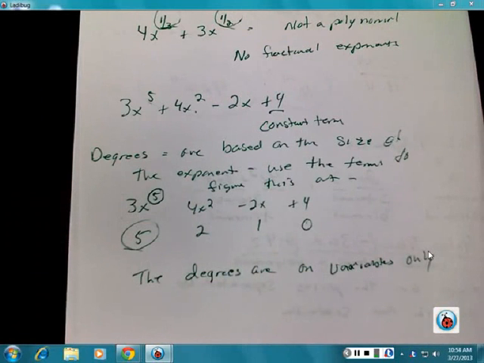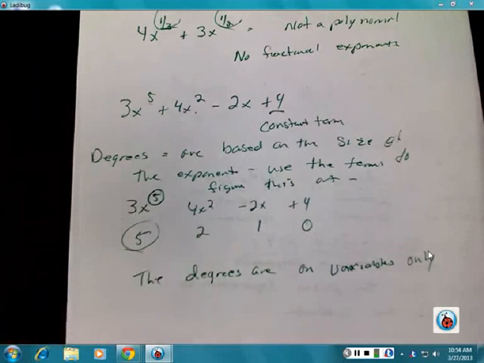Okay, let's just make sure I'm getting it. So we're just wanting to know right now what a polynomial is. Anything with an exponent will make it a polynomial, unless it has a fraction as an exponent. Then it's not a polynomial. And the degree is the exponent, the amount that was on there.